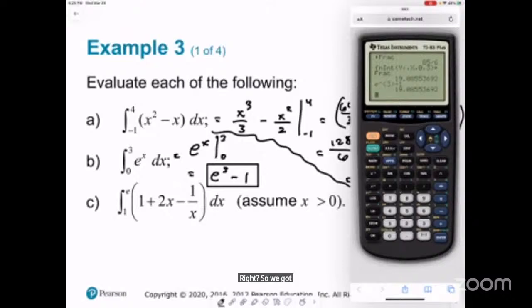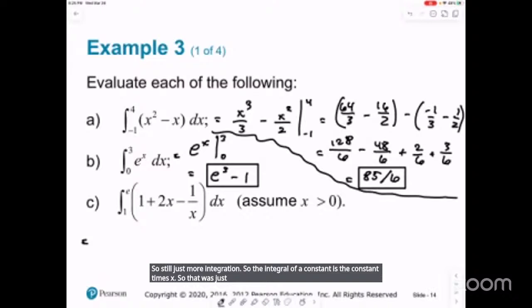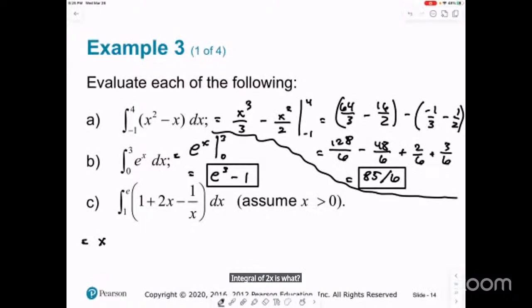All right, so this last one. Okay, let's try the same thing. So still just more integration. The integral of a constant is the constant times x. So the first integral was just going to be x. Integral of 2x is what? 2x squared over 2, which is just x squared. Because if you take the derivative, you get your 2x back.